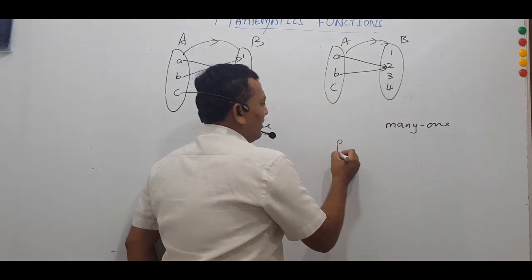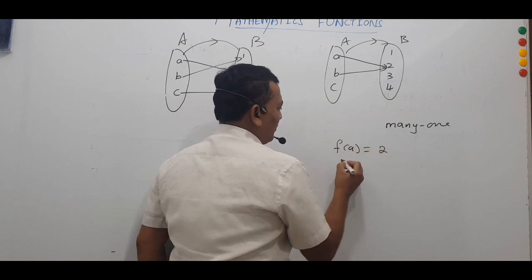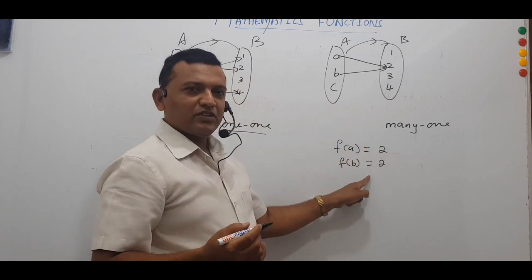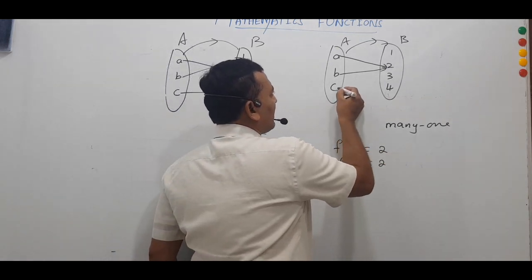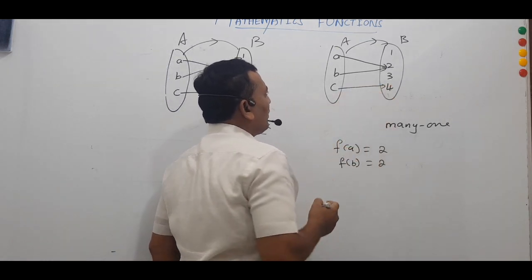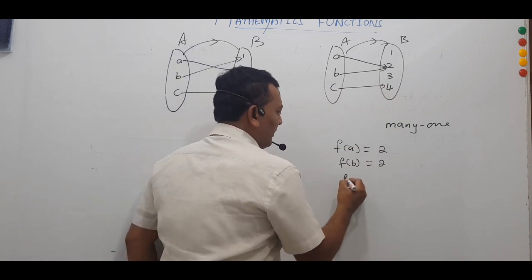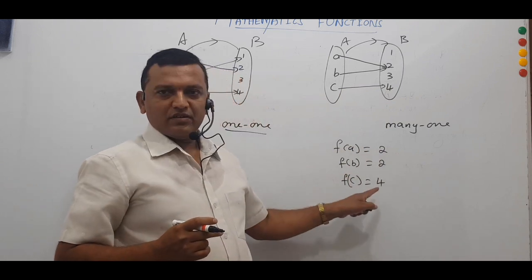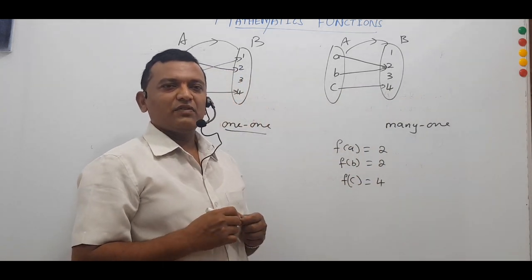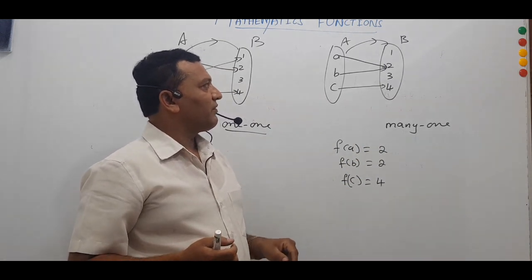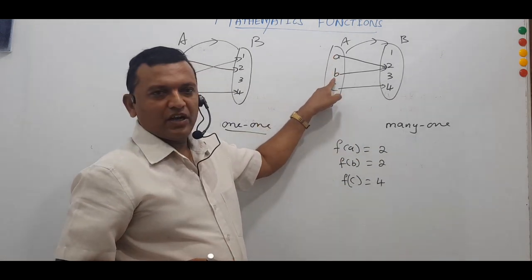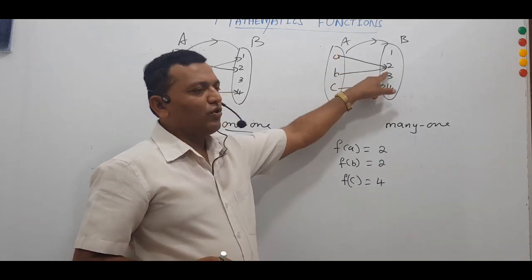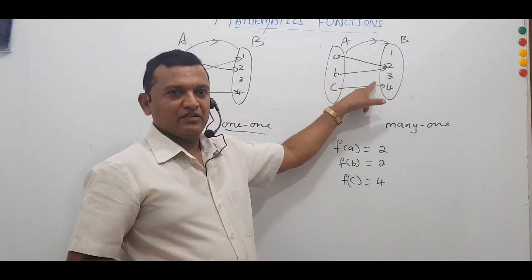That is, we can say f(a) has image 2, f(b) also has image 2. So a has one image, b also has one image. But the difference here is c has image 4. Now a, b, c, all three have unique images, one for each. It is a function. But what makes it a many-one function is that more than one element of A is mapped to the same element of B. Therefore it's a many-one function.